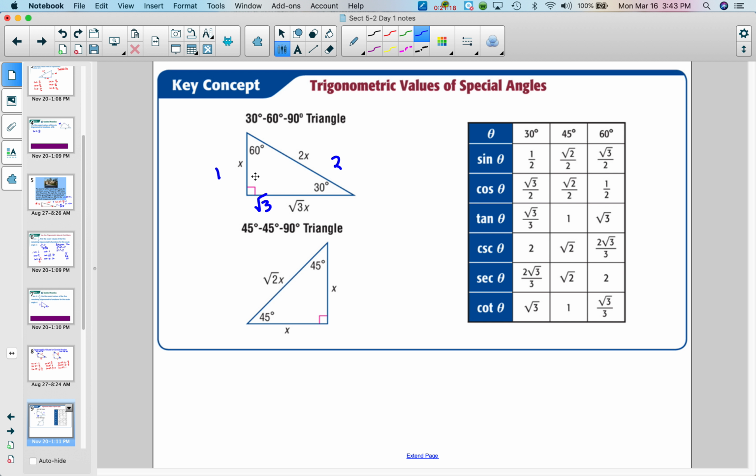The way they have them labeled, it doesn't matter. If this was a number like 5, then this would be 5 root 3 and this would be 10. So it's still the same relationship. But you see not only the sine, cosine, and tangent values, you also see cosecant, secant, and cotangent on this.